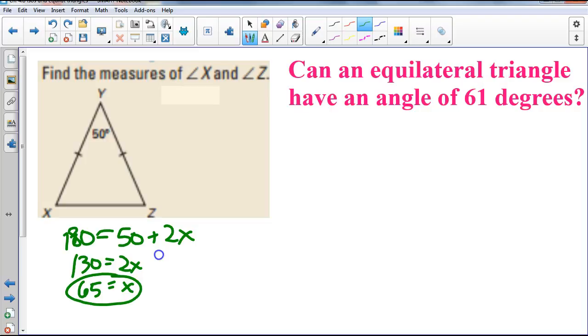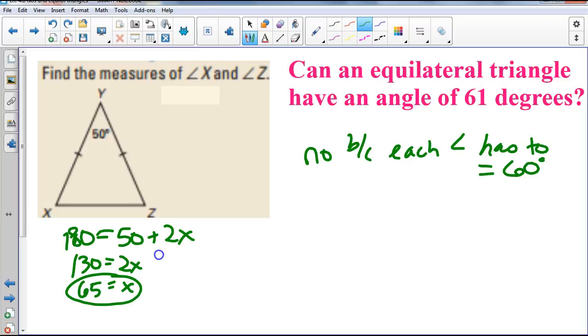Can an equilateral triangle have an angle of 61 degrees? No, it cannot, because each angle has to equal 60 degrees. So 180 divided by 3 is 60, not 61.